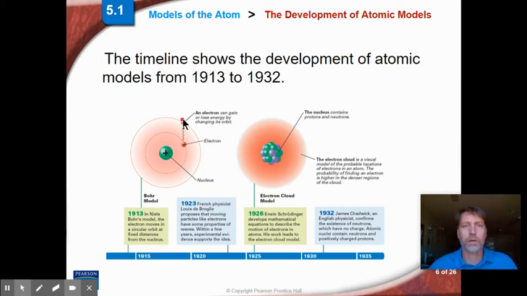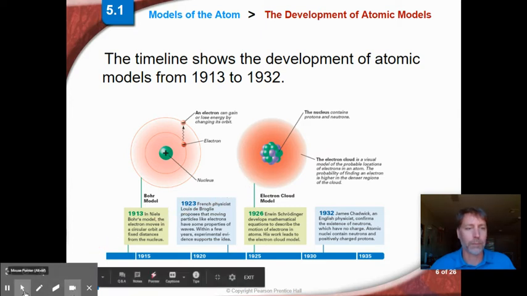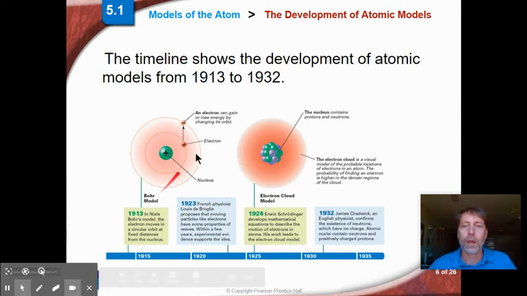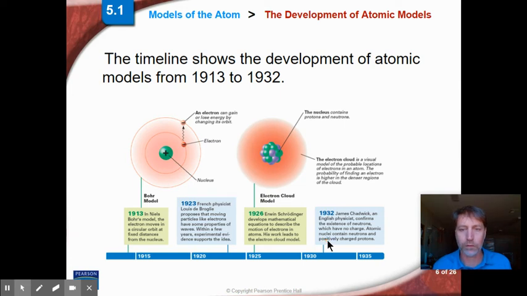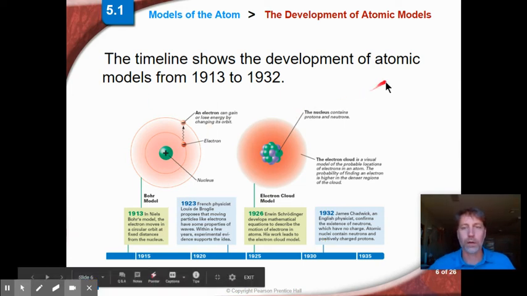And what we're going to talk about today is the current understanding introduced by Schrodinger in 1926 by a whole bunch of mathematical equations, that the electron movement is more like a cloud. It's not in an orbital pattern, it's in a cloud where you can only predict the probability of where an electron may be at one particular moment. And then later on in 1932, James Chadwick discovers the existence of the neutrons which are in the nucleus.